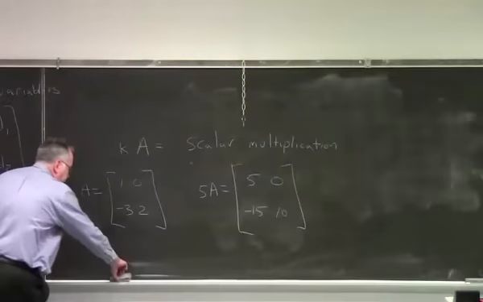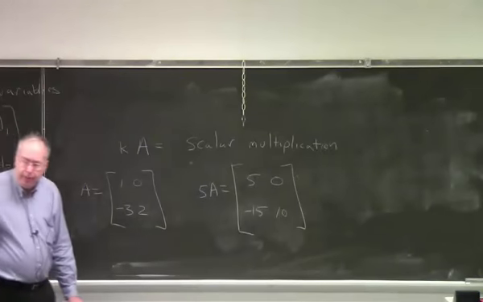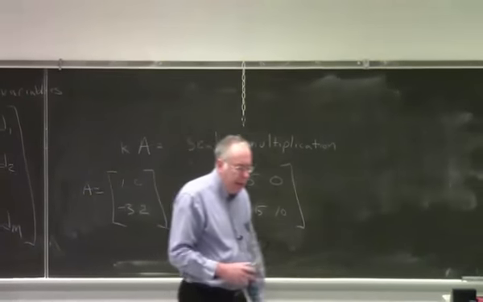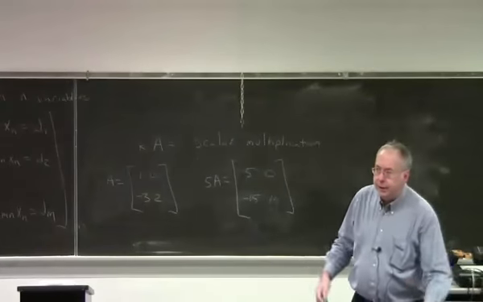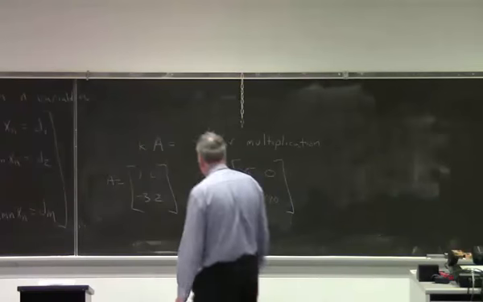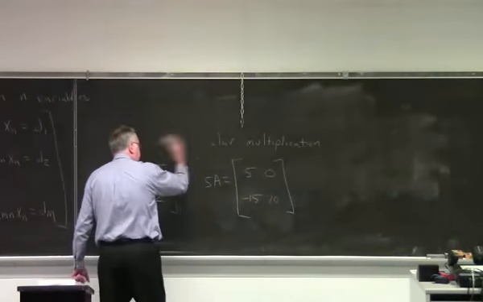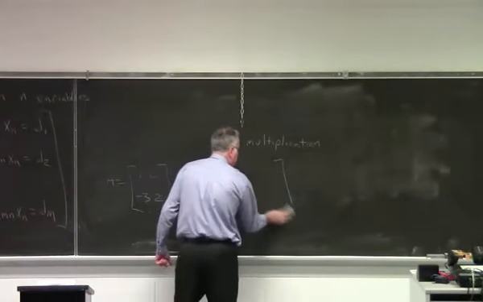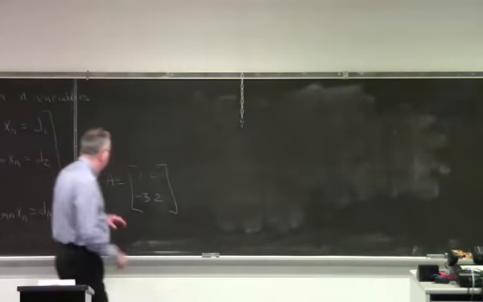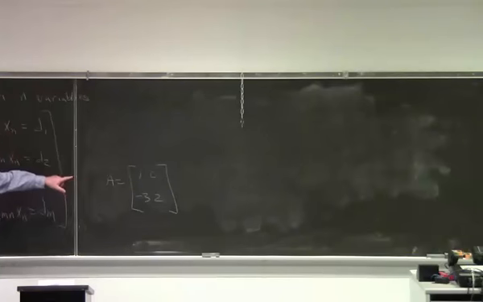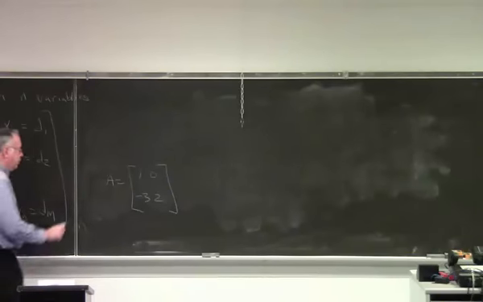The next operation, multiplying two matrices, is a little bit tricky. So let me just begin with a simple example. Let's continue to use this matrix A. Notice in this case, matrix A is a 2 by 2.